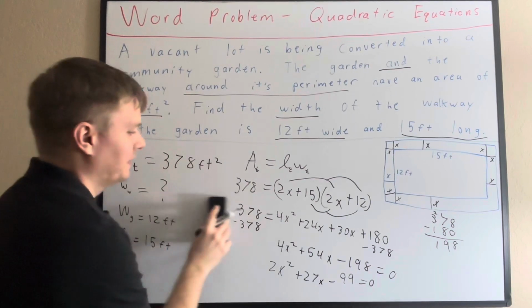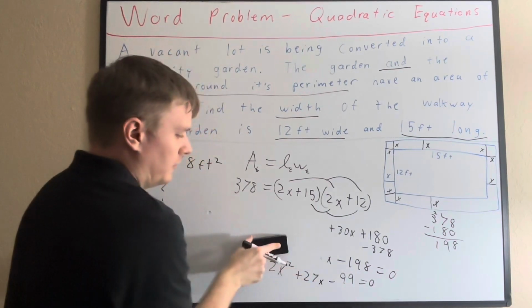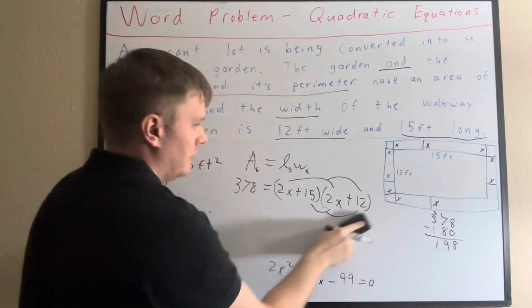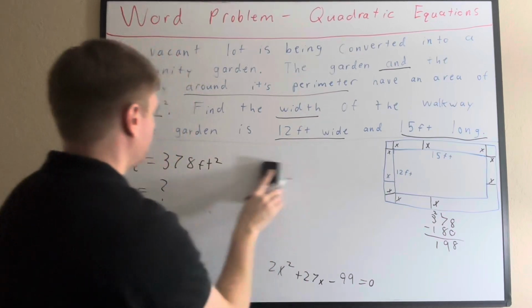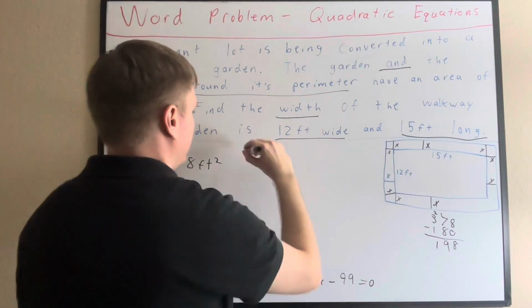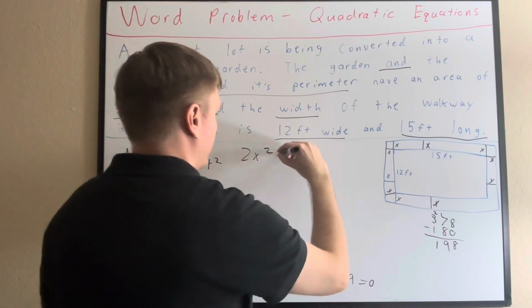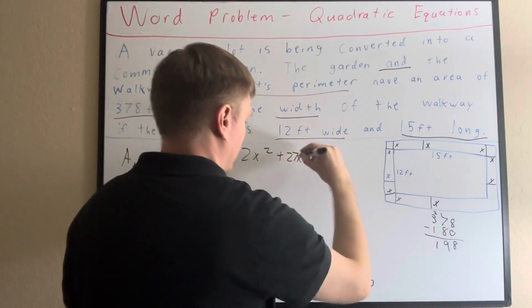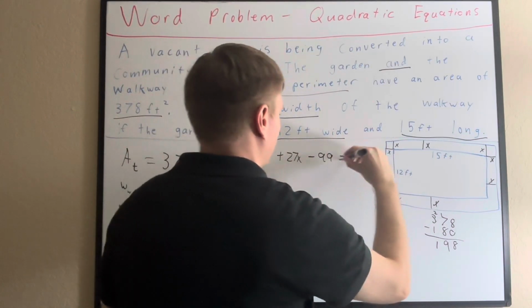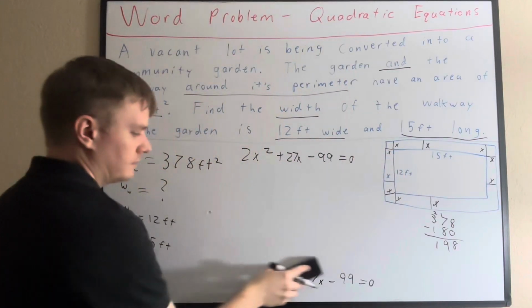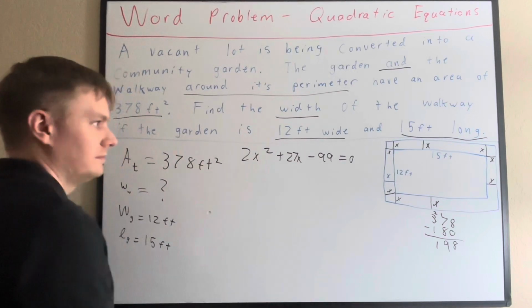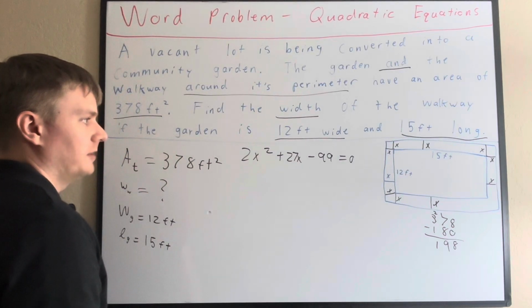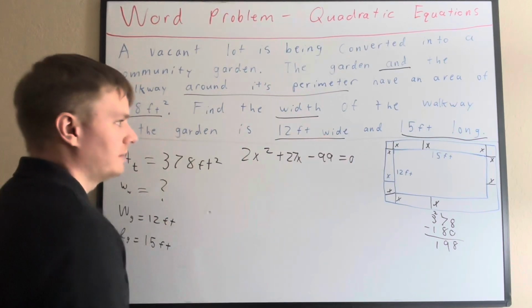But I'm running out of room on this board, so I'm going to erase this and rewrite this up here. 2x squared plus 27x minus 99 equals 0. Well, you could take the easy way and just do the quadratic formula. That works, but you'd be squaring 27.